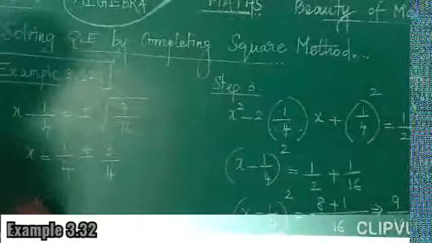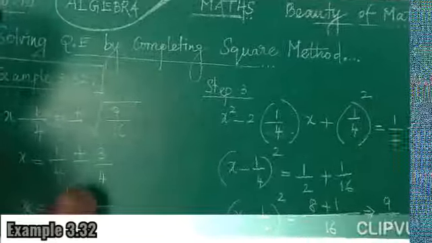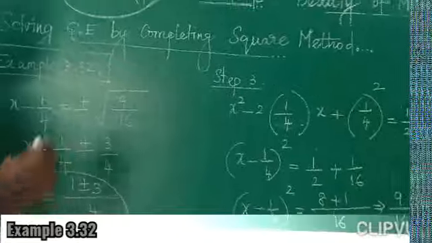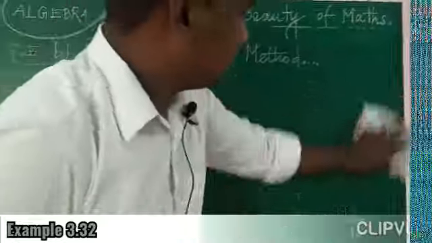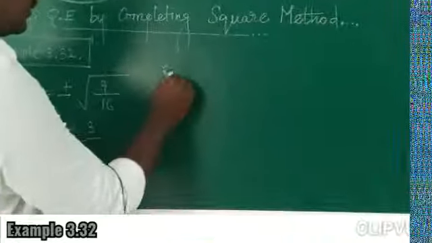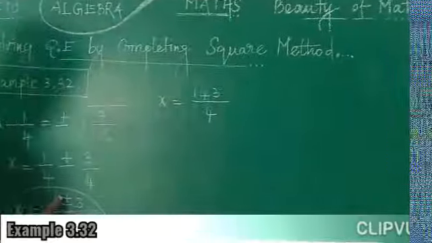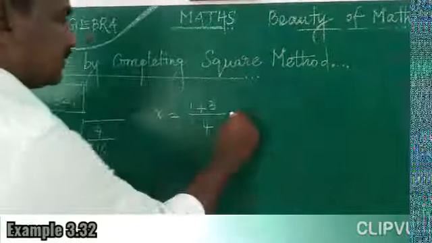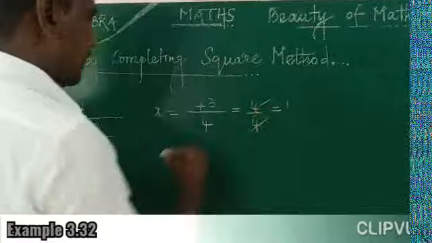That's all. So x is equal to, common denominator, that is 4, so 1 plus or minus 3. Okay. So there are two values of x. The first value of x is equal to 1 plus 3 by 4, which means we take the plus sign. So 1 plus 3 by 4, so 4 by 4 is equal to 1.